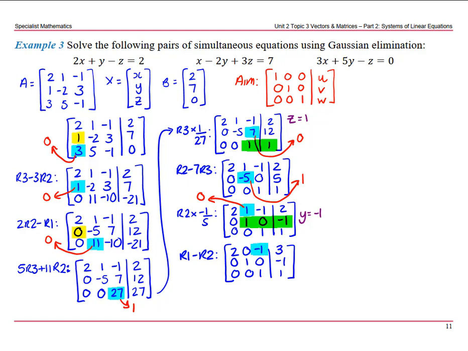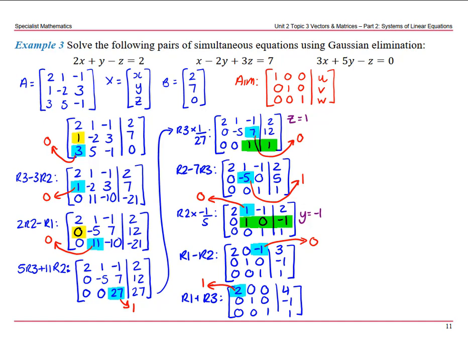And now work to get the other 0. And when you look at your third row, you can see that I could just go row 1 plus row 3. So our second and third rows are staying the same. Row 1 plus row 3: 2 plus 0 is 2, 0 plus 0 is 0, negative 1 plus 1 is 0, 3 plus 1 is 4.